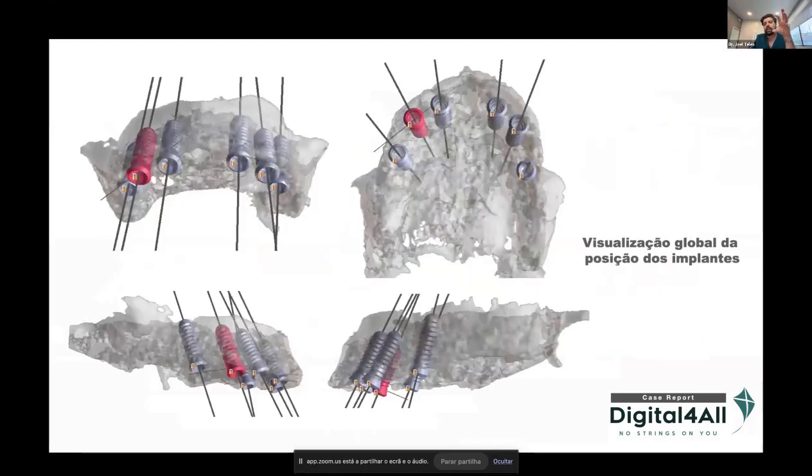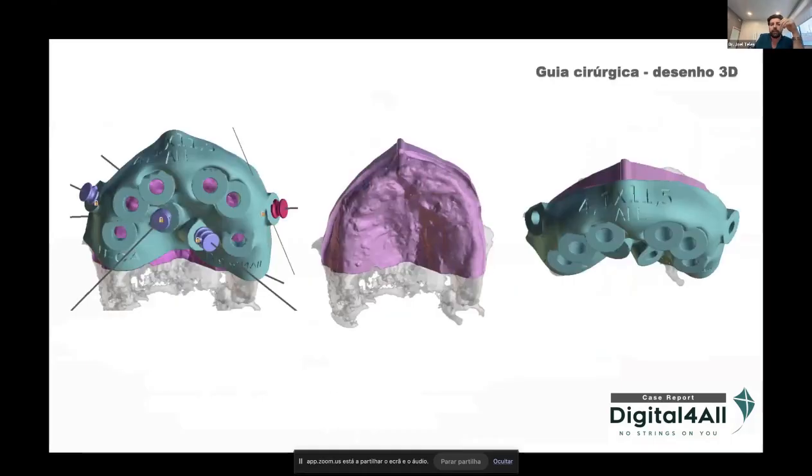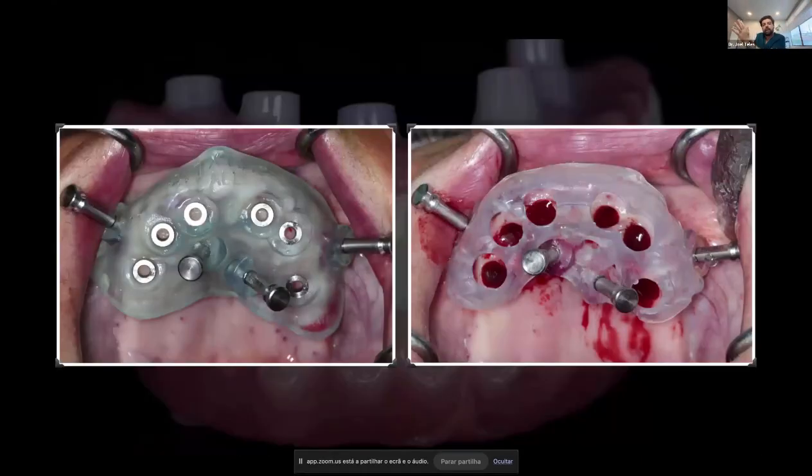So as you can see, this was a middle ground between what we used to do and now, using advantage of some technology to get to the result in a faster and more predictable way. So this was pilot guided surgery. You can see there the guide for the pilot guide, and you can see here a guide for the punches.